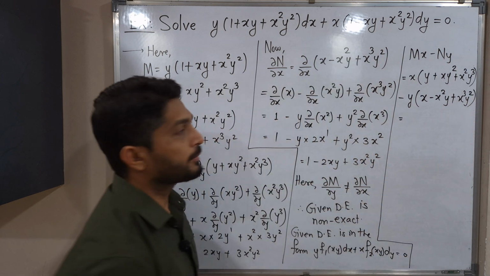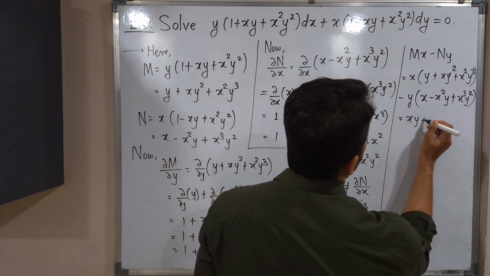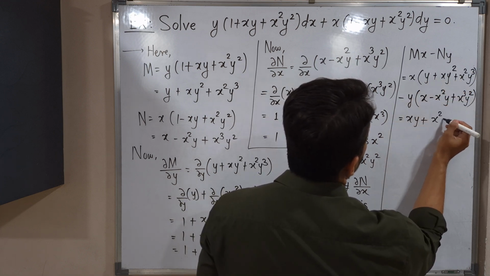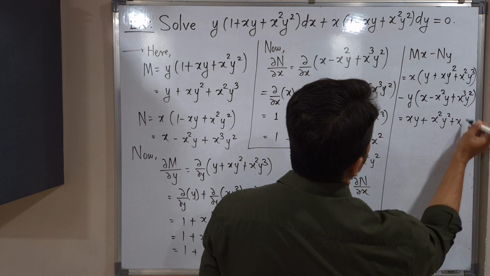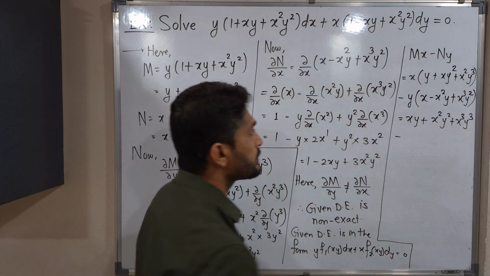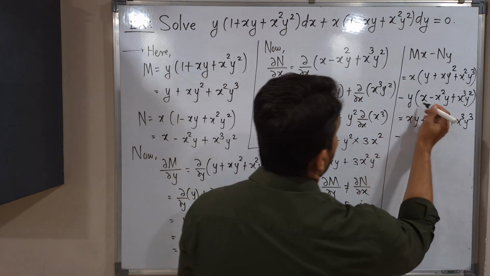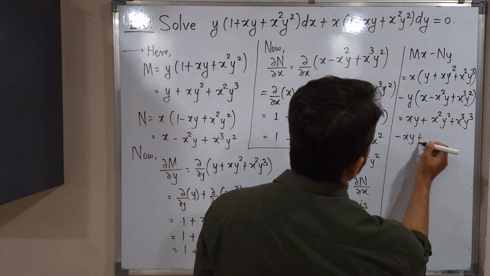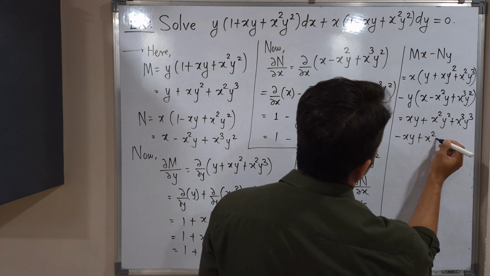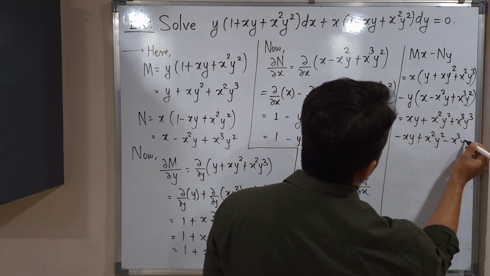So let us simplify the brackets. We'll take the product. X into y, xy plus x into this one, x square y square, x into that one, x cube y cube. See, when you have minus sign outside and when we solve the bracket, sign will get changed. So y into x, xy minus minus plus x square y square minus plus minus x cube y cube.